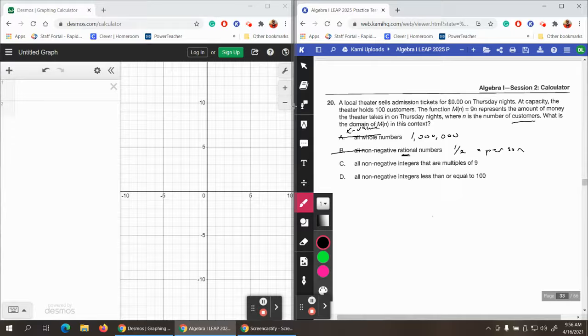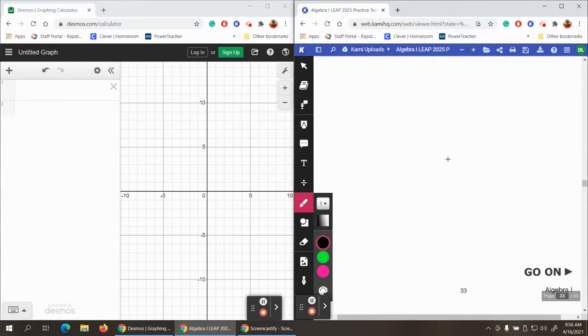All negative integers, all non-negative integers that are multiples of 8. Well, can 8 people show up? Can you go to a movie and only 8 people be there? Yes, you can. And that's not a multiple of 8, right? So that's not true. And so D is the only one that is the answer. All non-negative integers that is less than or equal to 100. So that means 0 to 100 people, which is true because that's what it says here. It holds 100 customers. All right, so that one's a true answer.